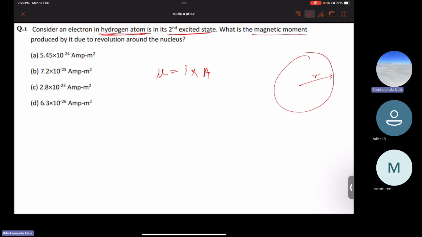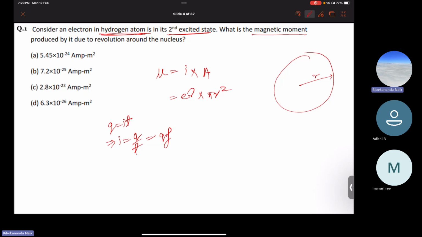Now if you talk about current, we know q equals I into t, so I will be q by t, and 1 by t is the frequency of revolution. 1 by time period is equal to frequency of revolution, so it will be q into frequency. Now if you put it for the motion of the electron, that will be e, which is the charge of electron, and then the orbital frequency of electron into pi r square.